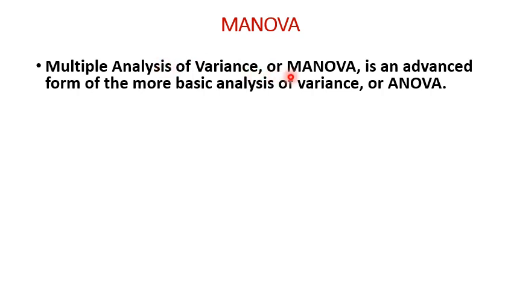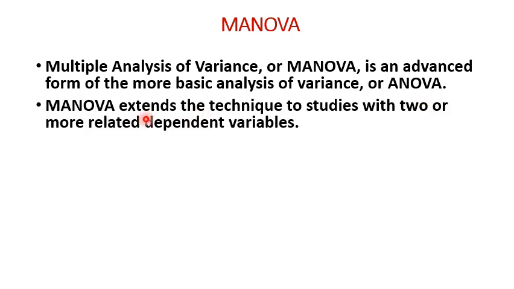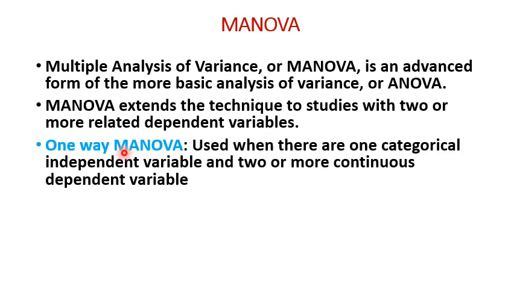Then MANOVA, multiple analysis of variance, is an advanced form of the more basic analysis of variance, or ANOVA. MANOVA extends the techniques to studies with two or more related dependent variables. So it is used when there are two or more related dependent variables. One-way MANOVA is used when there is one categorical independent variable and two or more continuous dependent variables.